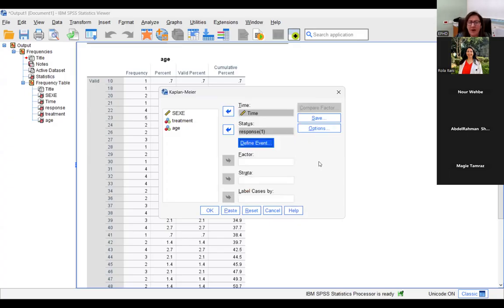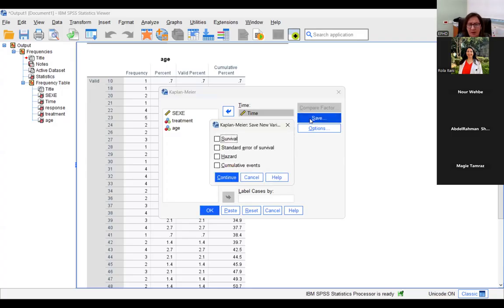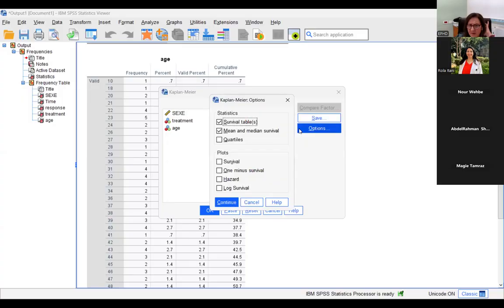Here, if I don't do anything, what I would get is the first thing that we discussed in class, the overall survival experience. I don't need to save. I can save the survival, but I don't want to save the survival data on my data file. This is what it does when you say save: it adds the survival probabilities to my data, which I don't need because I'm not using them. Options can be, what is it that I want to see?